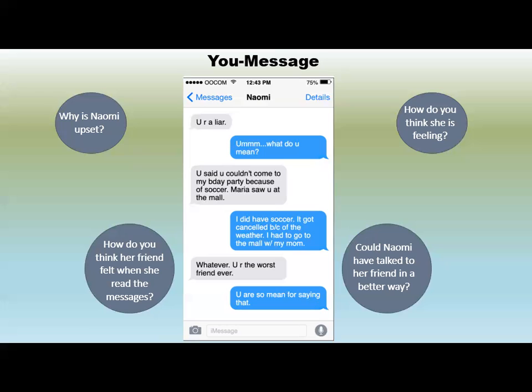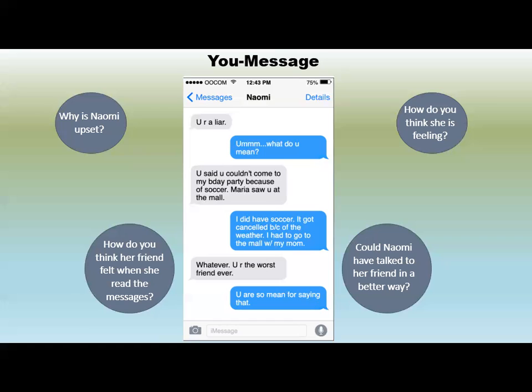So now we're going to go over some important things. What word do you feel is repeated over and over in this you message, right? See what answers they give you. The correct answer should be the word you, right? It is used over and over on here. You are so mean. You said you couldn't come. You are a liar, right?